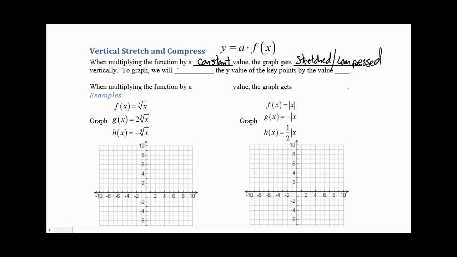So to graph, we will multiply the y value of the key point by the value, in this case a, so the a is the number on the outside of the function. When we multiply the function by a negative value, the function gets reflected.